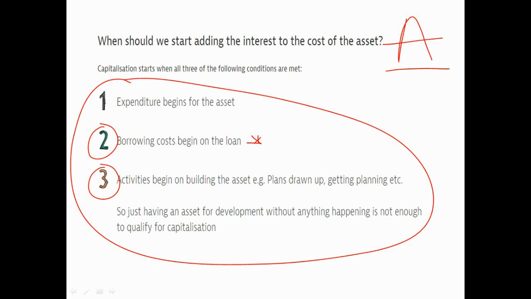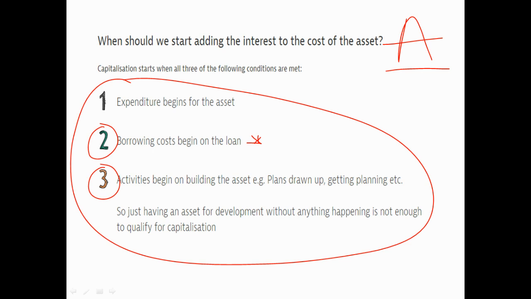We have active personnel on the ground. Maybe they are planning, or they are actually doing the actual construction of the asset. So the activities begin, the borrowing costs are being incurred, the expenditure is being incurred. If one of these criteria is not met, that means you are not going to capitalize borrowing costs.